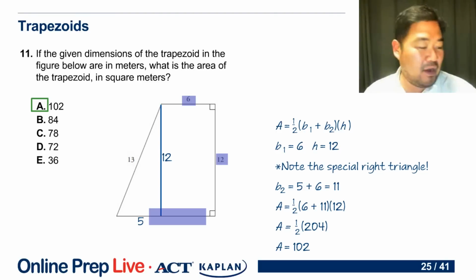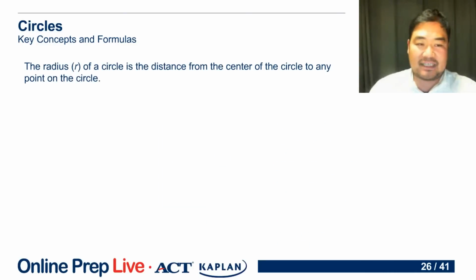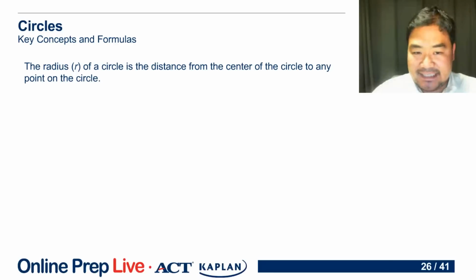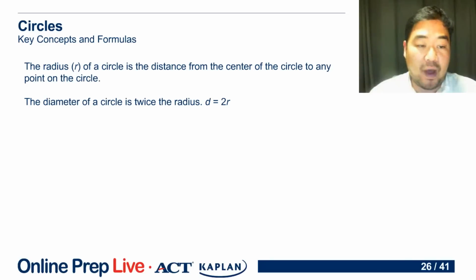Let's take a look at one or two more concepts here. Let's take a look at circles and some of the key concepts to remember about circles. First, the radius of the circle is the distance from the center to any point on the circle itself. The diameter is basically twice the radius. It's always going to be twice whatever the radius is.